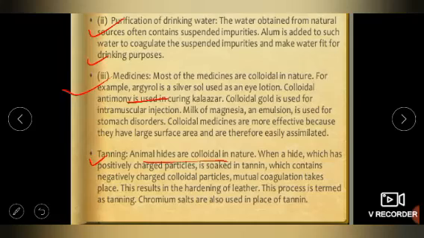Tanning of animal hide is colloidal in nature. When a hide, which has positively charged particles, is soaked in a tannin which contains negatively charged colloidal particles, mutual coagulation takes place. This results in the hardening of leather. This process is termed tanning. Chromium salts are also used in place of tannin.